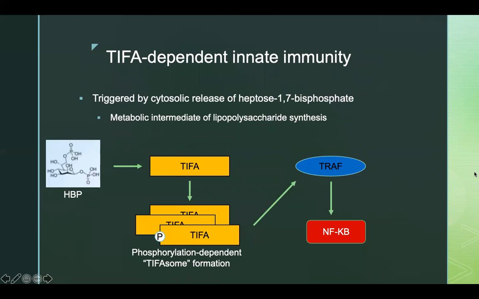First, though, we'll go over another form of innate immunity that is triggered by Neisseria gonorrhoeae infections, and that's TIFA-dependent innate immunity. This is triggered by the cytosolic release of heptose 1,7-bisphosphate, which is actually a metabolic intermediate involved in the synthesis of the lipopolysaccharide. But once this molecule is present in the cytosol, it binds to the TIFA protein, which stimulates the phosphorylation-dependent formation of the TIFAsome, which can then further stimulate TRAF proteins and eventually lead to even more expression of nuclear factor kappa B. So as you can see, there's a robust innate response to Neisseria gonorrhoeae.